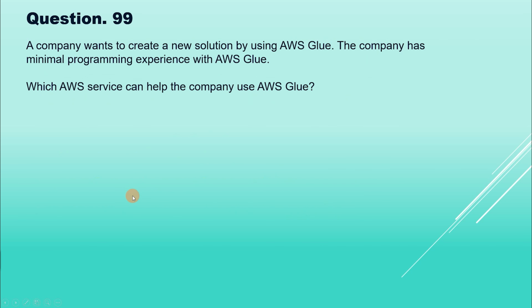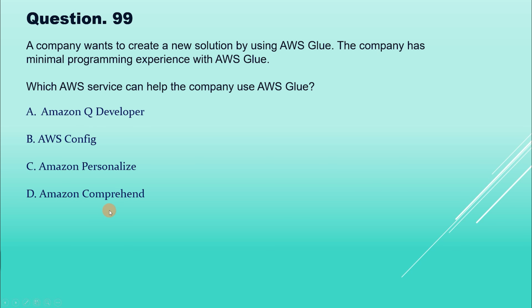Now question number 99. A company wants to create a new solution by using AWS Glue. The company has minimal programming experience with AWS Glue. Which AWS service can help the company use AWS Glue? And here are the options. Option A, Amazon Q Developer. Option B, AWS Config. Option C, Amazon Personalize. Option D, Amazon Comprehend. And I hope it must be an obvious answer for you. So I am going to reveal the correct answer.